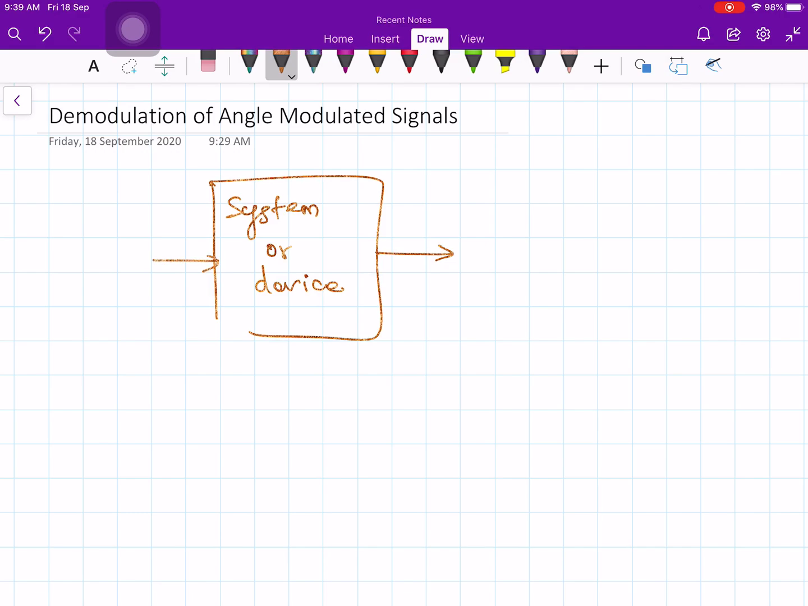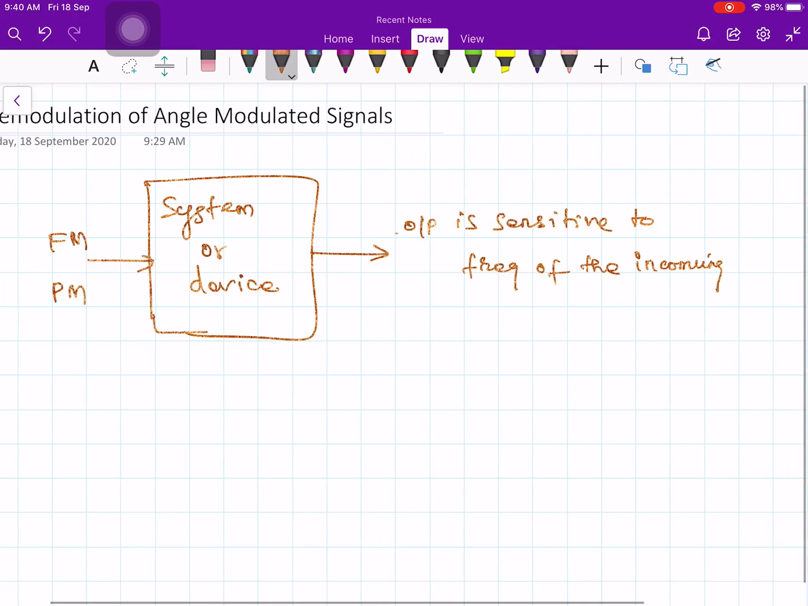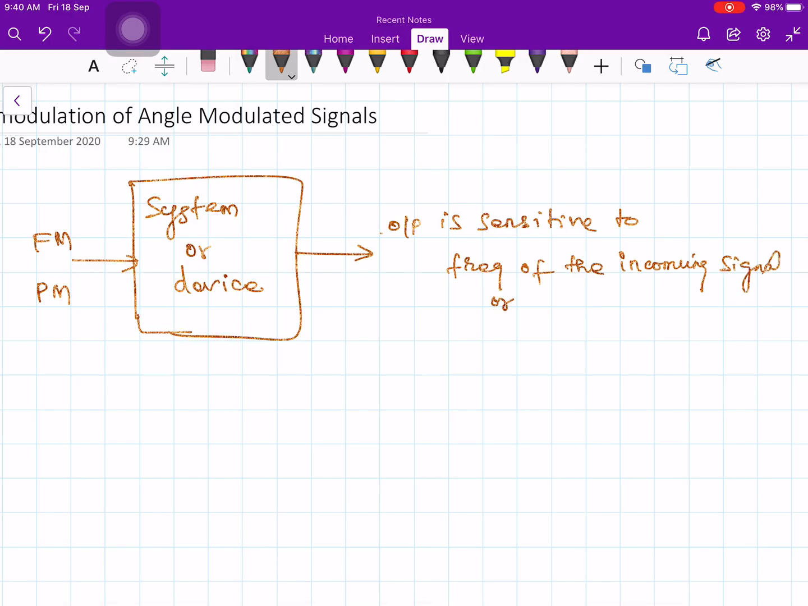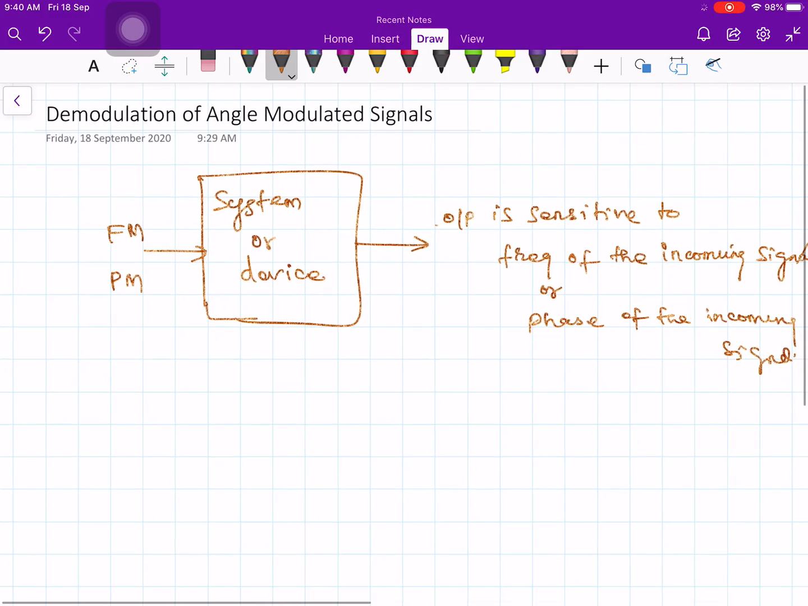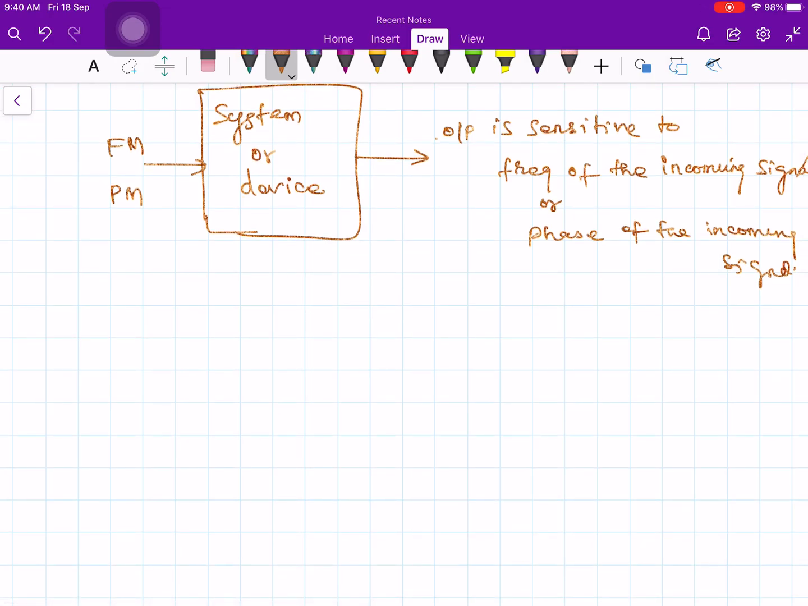So the input is an FM signal or PM signal, and the output is sensitive to the frequency of the incoming signal or phase of the incoming signal. So let us first talk about frequency demodulation. Frequency modulation, demodulation, FM demodulation.